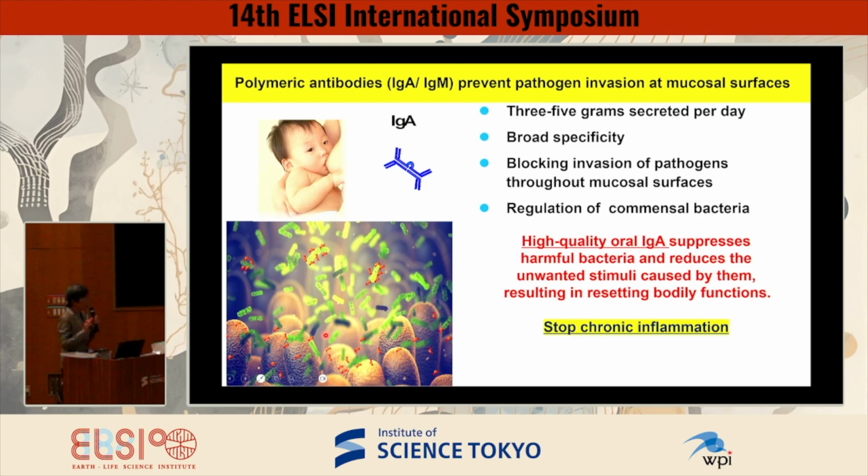My research focus is to develop high quality oral IgA. This type of IgA can suppress the harmful bacteria and reduce the unwanted stimuli caused by them, resulting in the resetting of bodily function, because these kinds of unwanted stimuli can cause chronic inflammation. This is a main cause of a variety of diseases systemically.